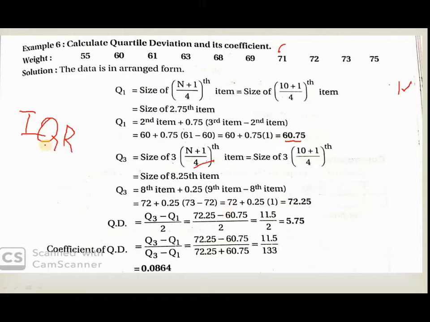First we will calculate the IQR, which means interquartile range. What is the IQR formula? Q3 minus Q1.